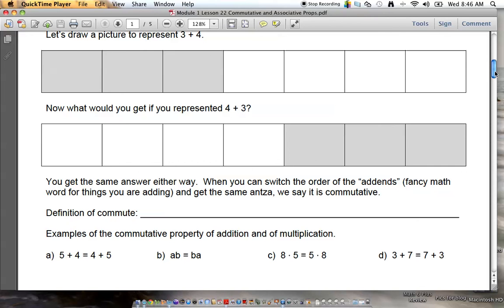Now, in the English language, I like to just learn how to think. I don't care if I'm teaching math or if I'm teaching history, science, or anything else. In the English language, what does the word commute mean? You actually hear this all the time.